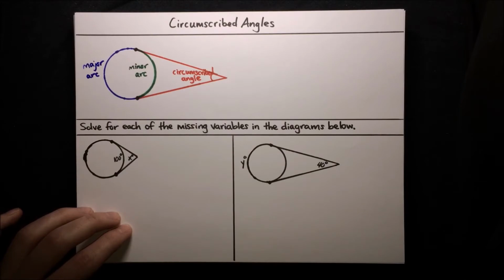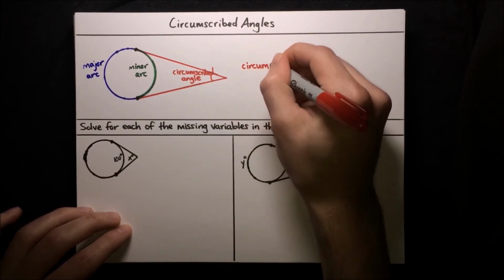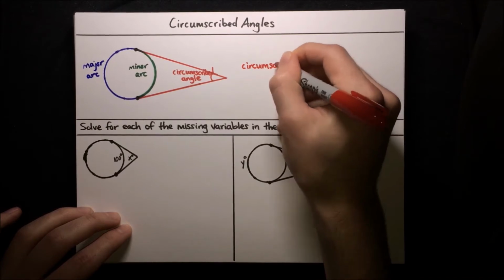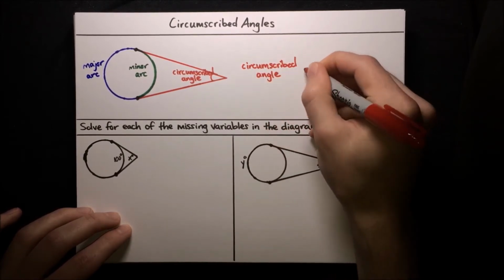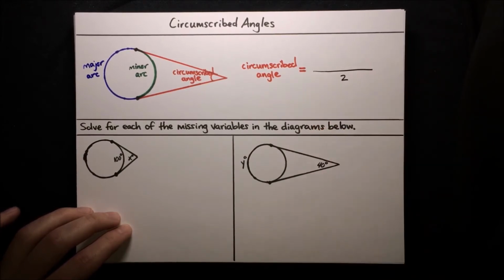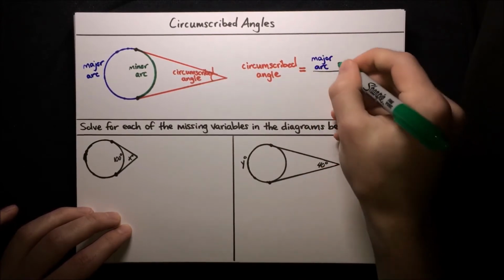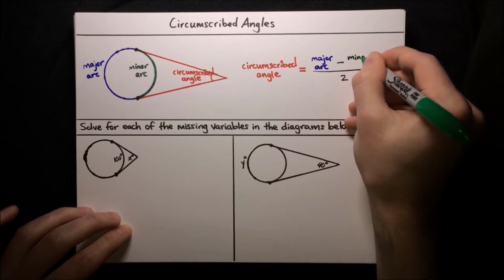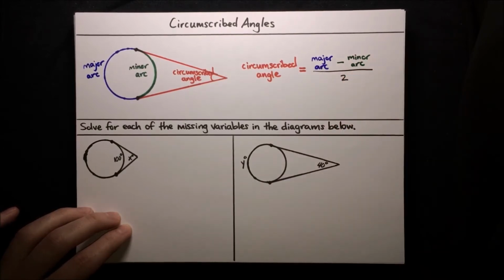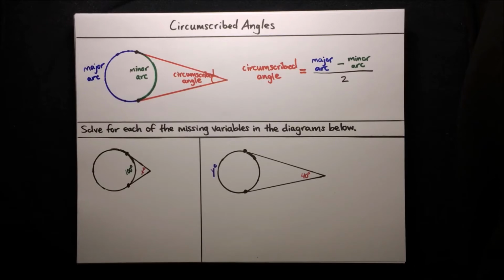And the measure of the circumscribed angle is related to the measures of the major and minor arcs in the following way. We have that the circumscribed angle, the measure of that angle is equal to half the difference of the two arcs. So we take the major arc and subtract the minor arc to get the difference of the arcs, and then the circumscribed angle is just that difference divided by 2.